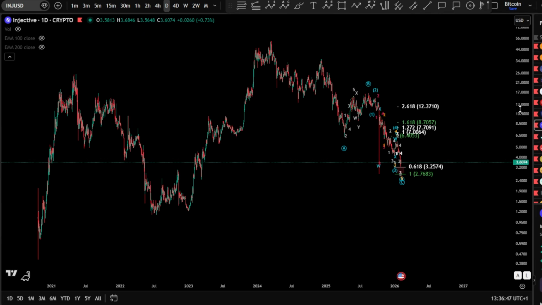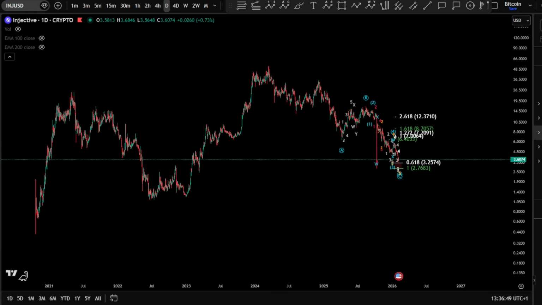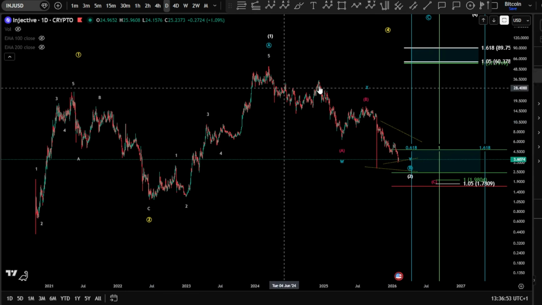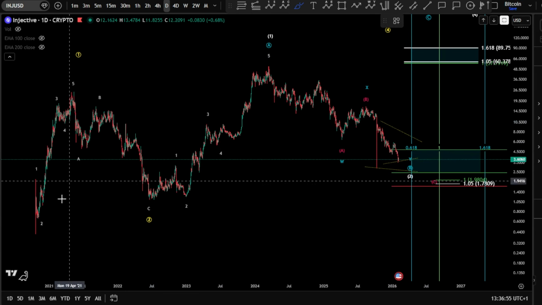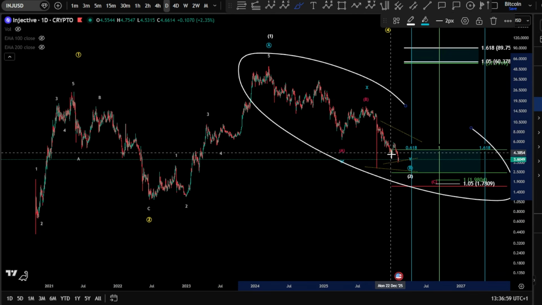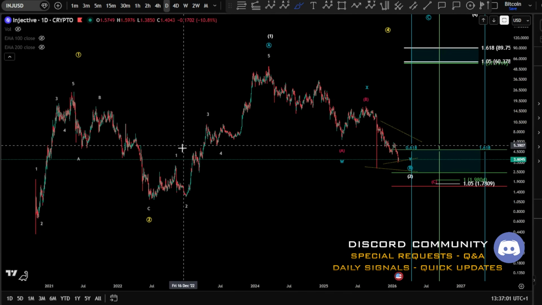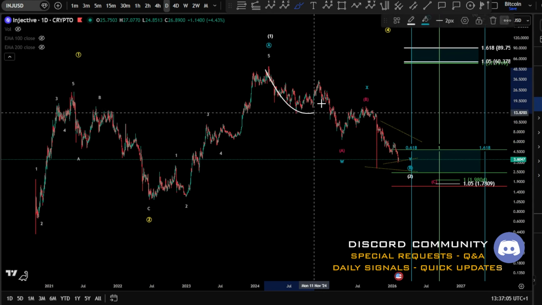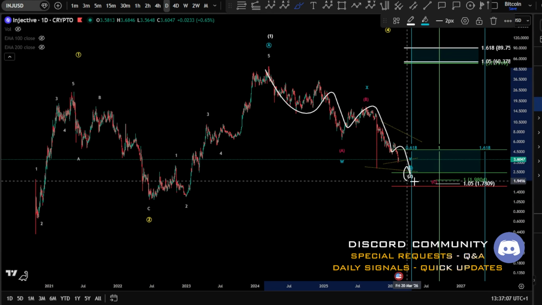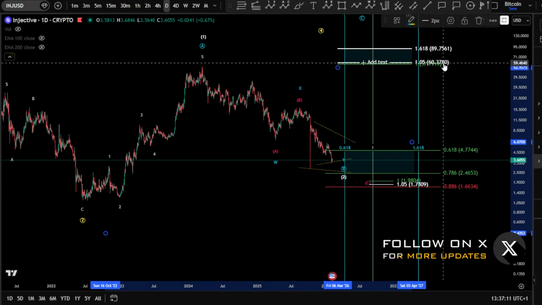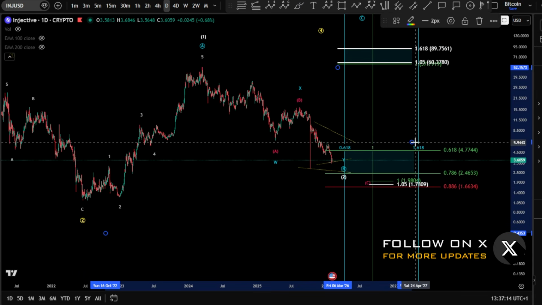So for Injective as well, we are looking here on the all-time history as well at double 1, 2. So these double 1, 2 are still valid, I would say, but the wave 2 here is taking too much time, which of course reduces the possibility a little bit, giving higher possibility for a wave A in 3 waves, and then we're looking for another 3 waves as a wave B, and then pushing towards the upside again for this wave, of course, there.